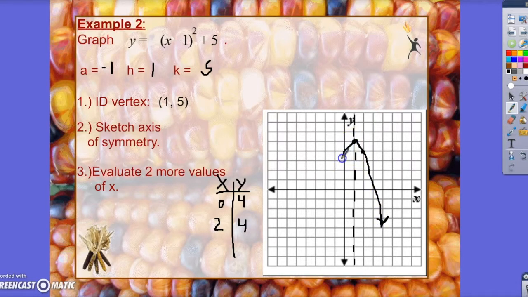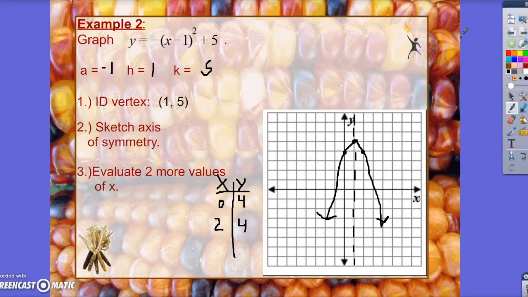And here's my parabola. Now let's assess. Like I said, we don't do anything with A, but let's go back to A for a second. Well, it's -1. -1 means it should open down. So yep, that looks about right. Now that was vertex form.